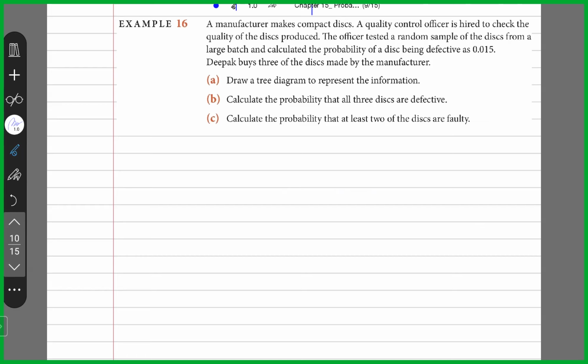We're to draw a tree diagram to represent the information. Deepak buys 3 discs. Calculate the probability that all 3 discs are defective. Calculate the probability that at least 2 of the discs are faulty. So let's draw our tree diagram.